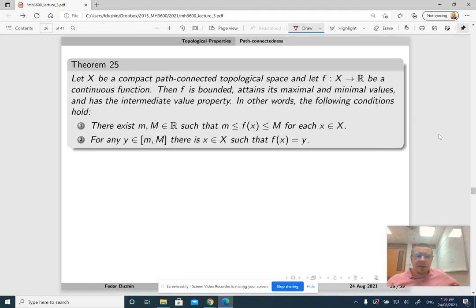All right, and finally, there is a nice theorem that combines compactness and path connectedness. If we have any compact path connected topological space, and a real valued continuous function f on that space, then this f is bounded, attains its maximal and minimal value, and also has the intermediate value property.